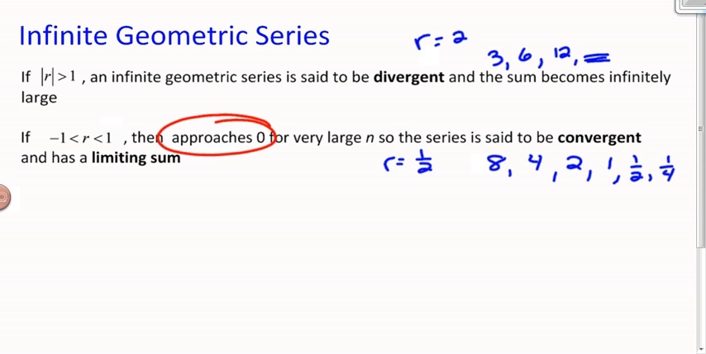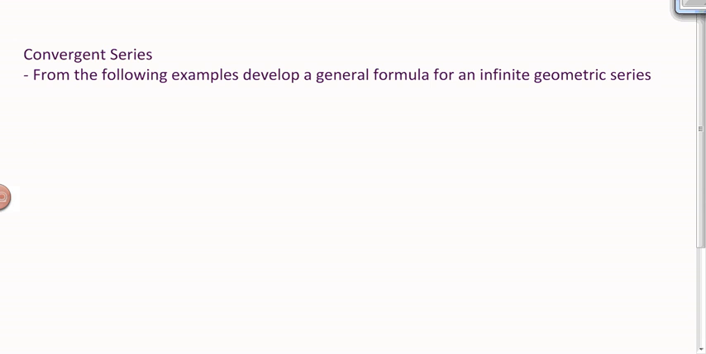Now, it technically is still adding something. It's just half of what it was adding before. So keep that in mind when you're looking at a problem like this. If I were to add up the infinite sum, if I added up every single possible value, there would be a number. Okay. However, it does keep going. So from the following example, you'll be able to develop a general formula for an infinite geometric series.